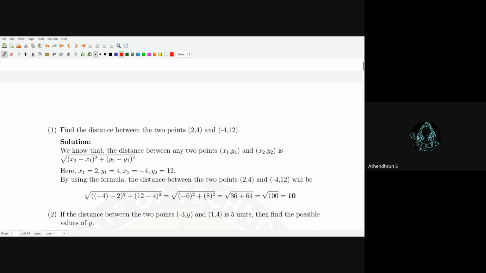Sir, 10. Okay, 10 again. So what about others? You can also post in the chat if you don't want to unmute. 10. Okay.